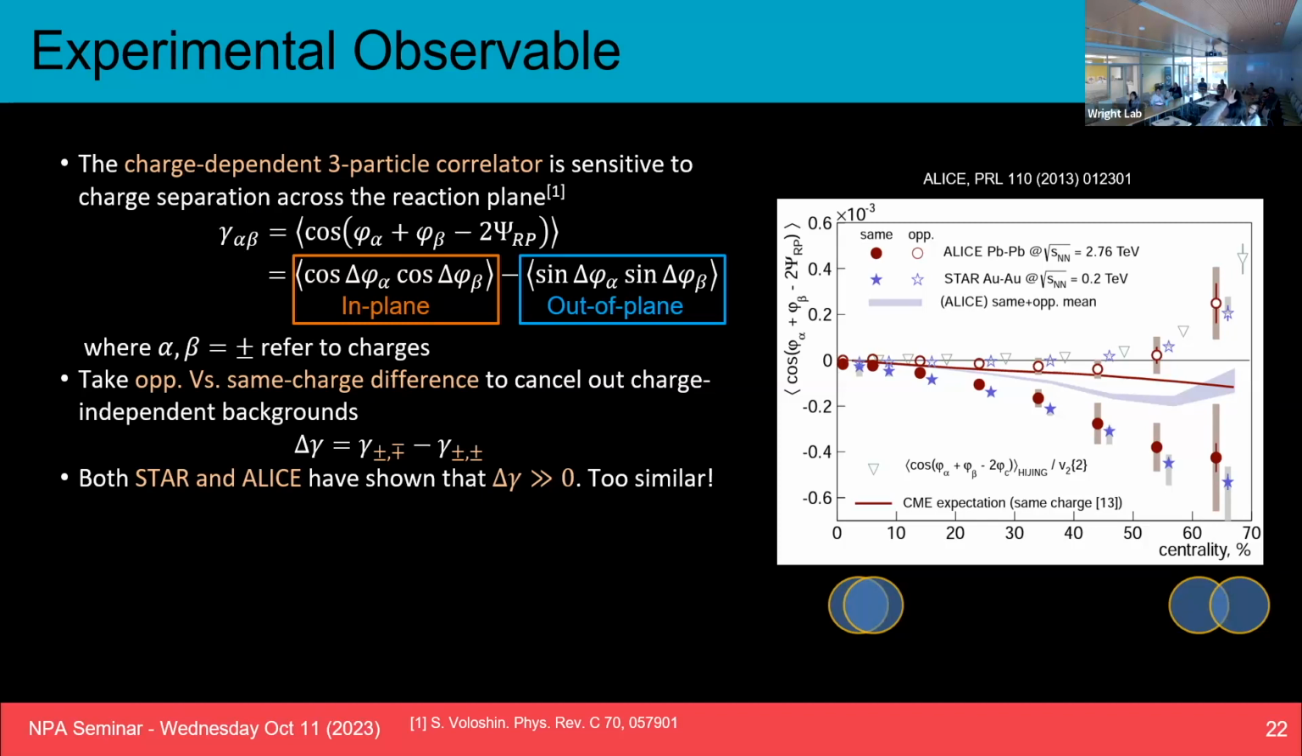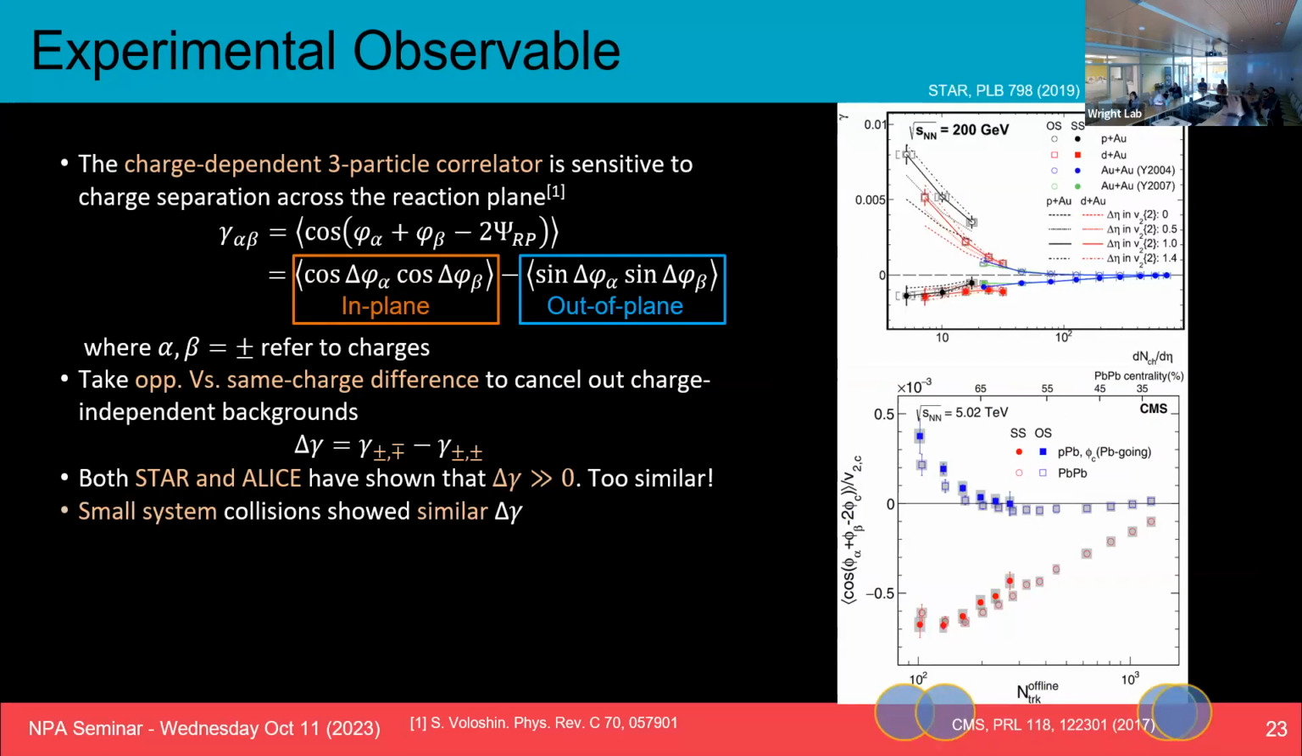Here, what is plotted: the x-axis is centrality, and the y-axis is actually not the delta gamma, it's just the opposite sign and the same sign. And you can see, if you take the difference, it's indeed positive. But the problem is that they did it for lead and gold. They find it very similar, but they are two very different systems. So the fact that you get something the same means you're not really seeing the signal. You're seeing something like a background, because they're not supposed to be the same.